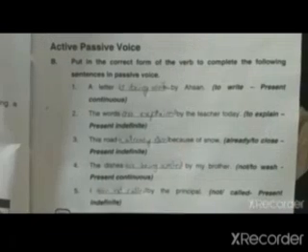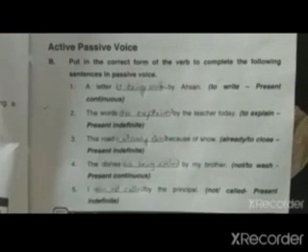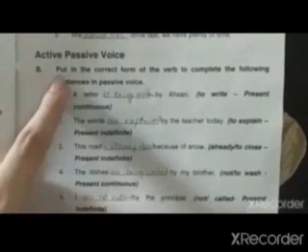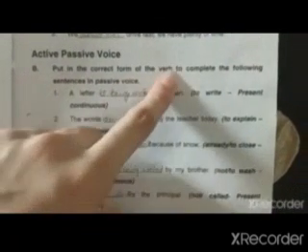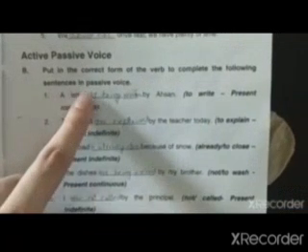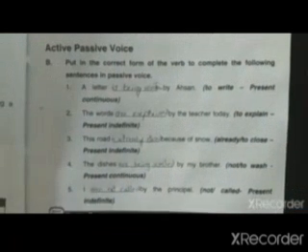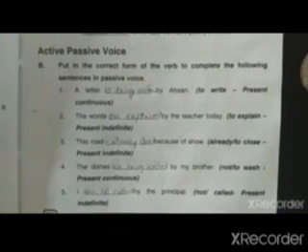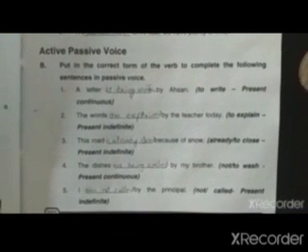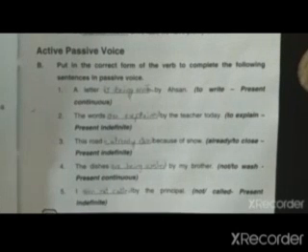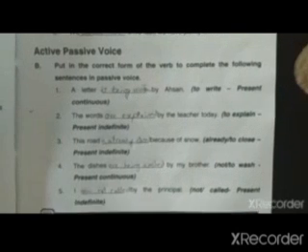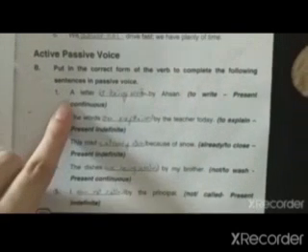Now we are going to move towards the active passive voice. Part B, we have: put in the correct form of the verb to complete the following sentences in passive voice. In active voice, we require a subject and verb. But if we have to change the sentence into passive voice, we require an object to change into the place of subject. Number 1, we have: a letter dash by Essen.